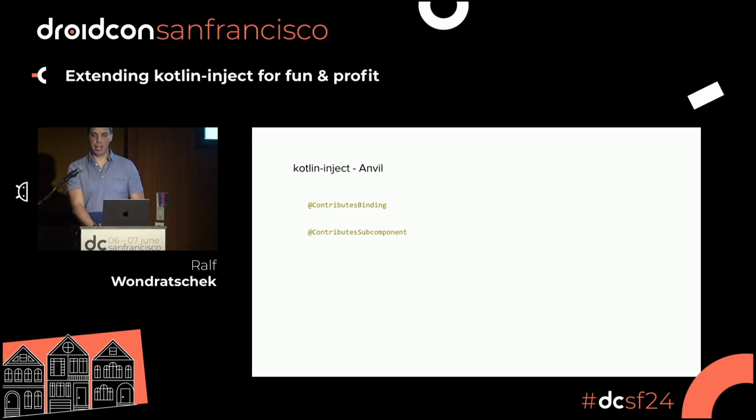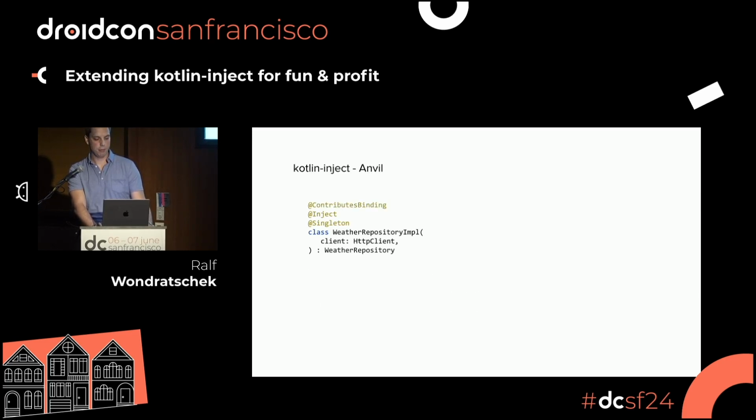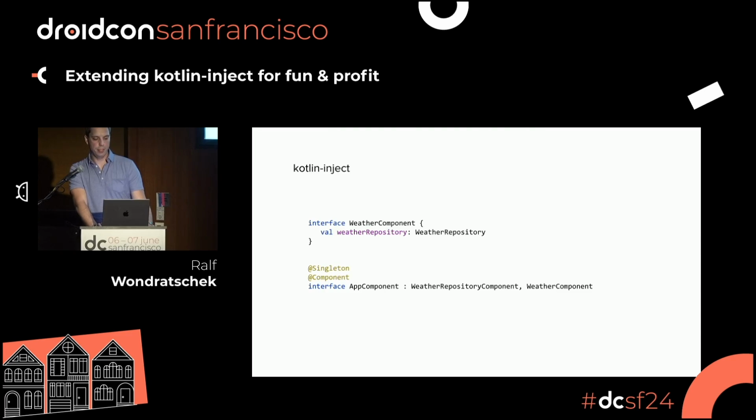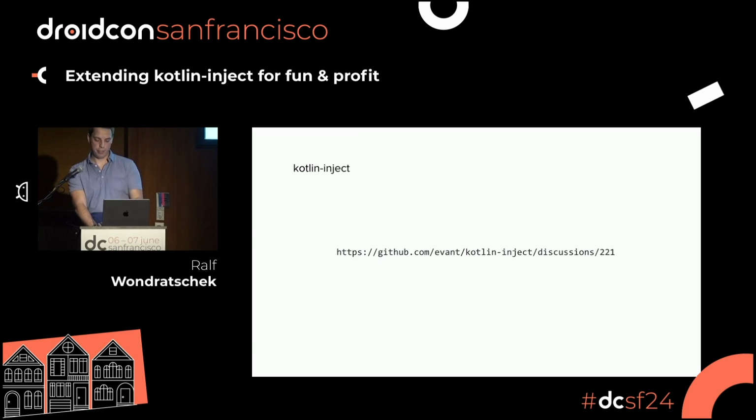On top of it, we implemented other annotations like contributes binding and subcomponent, but we got all the Anvil features back that we needed. So this is the original code that we had with our custom extensions for Kotlin-inject. It became like this, very similar to Anvil. Our original weather component got boiled down to this, and everything now automatically gets compiled and generated, and we no longer have to update all these classes, create this huge list of components that you have to implement, and it all just works. If you want to take a look at this, there's a discussion going on in Kotlin-inject. We hope we can open source these extensions because I think they make this framework even more powerful.